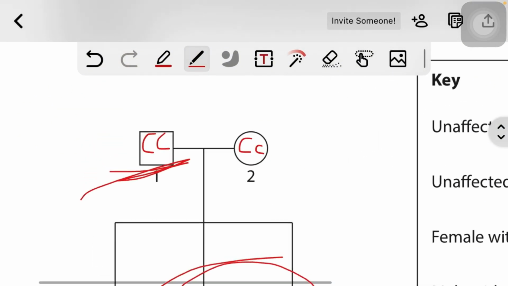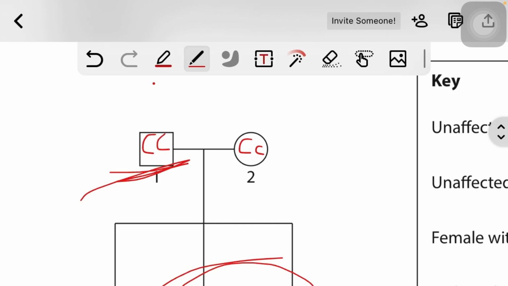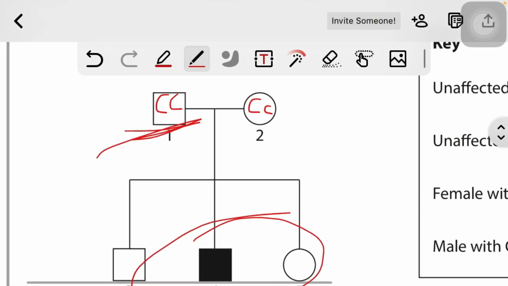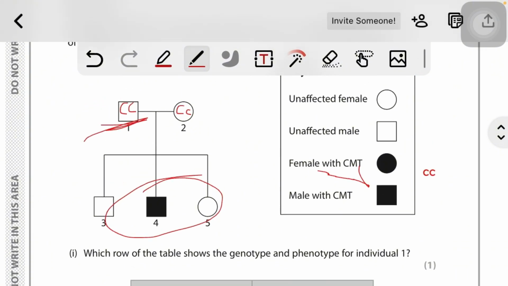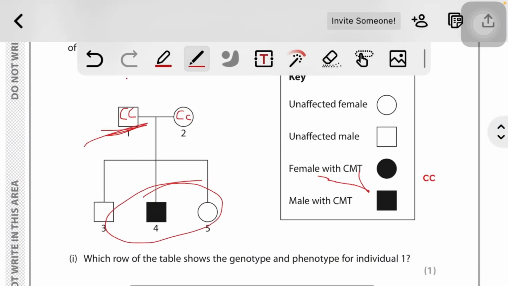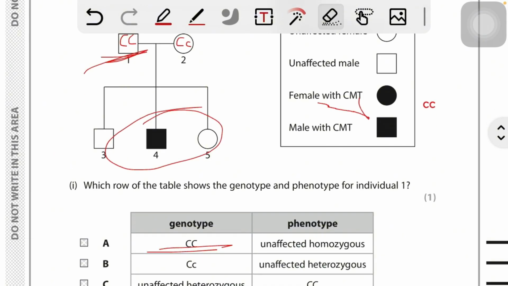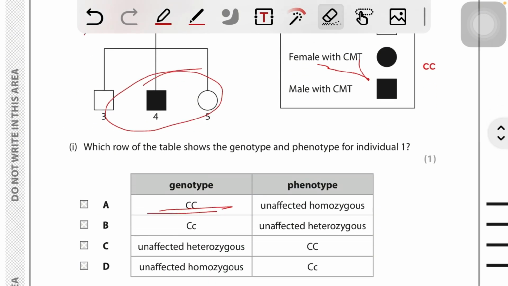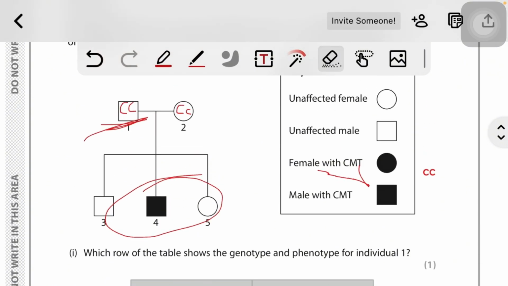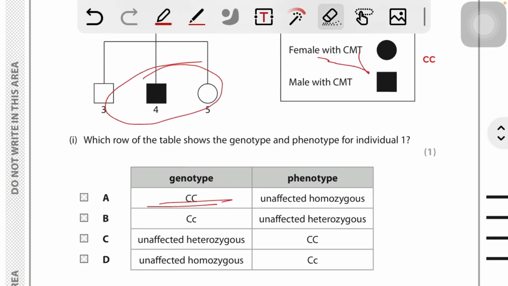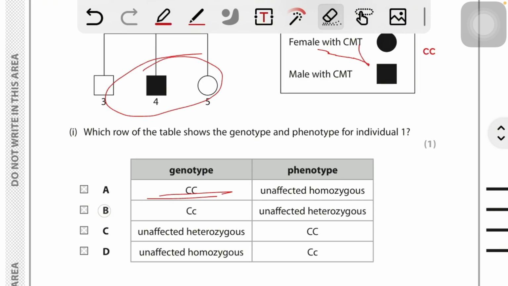Like if the one is in the form capital C and capital C, unaffected homozygous, then no baby will be produced faulty because the crossing over will cause a baby with like this, okay, the crossing over, no faulty baby will be produced. But we have a faulty baby, right? So it should be unaffected heterozygous. Both the parents were heterozygous and not homozygous. Okay, so the correct answer is B.